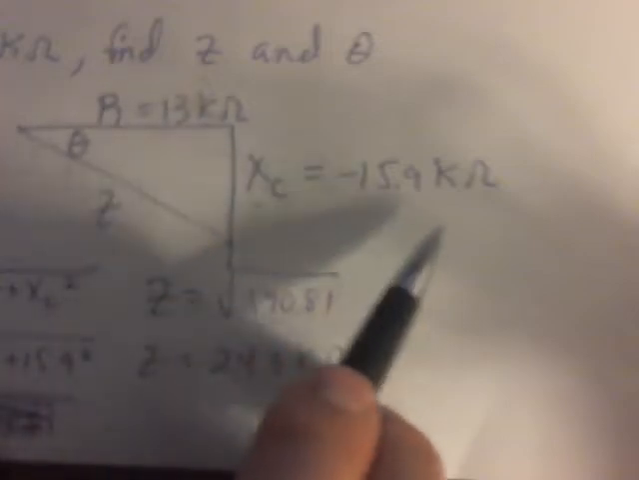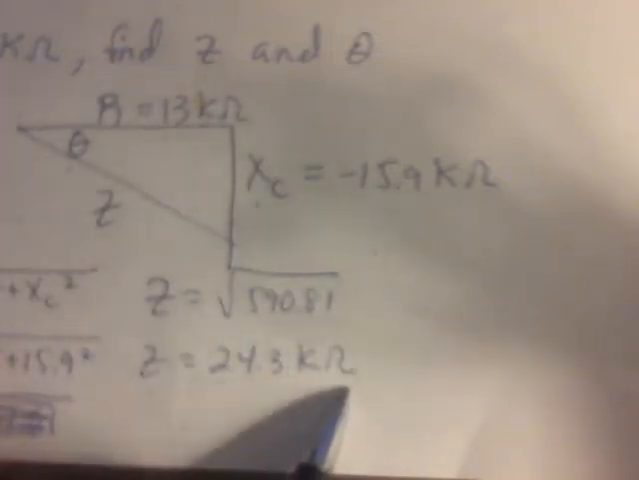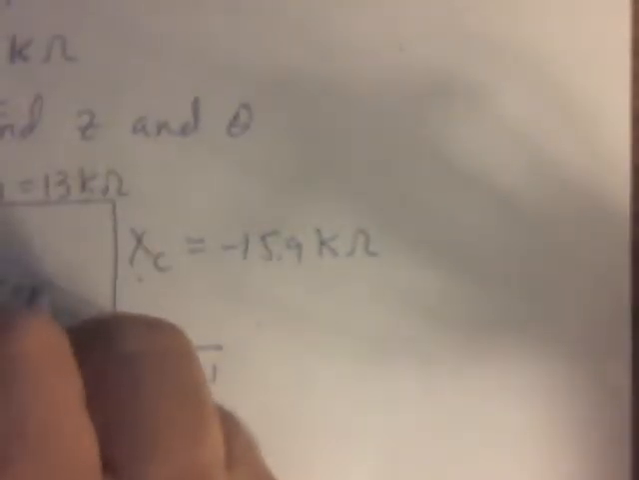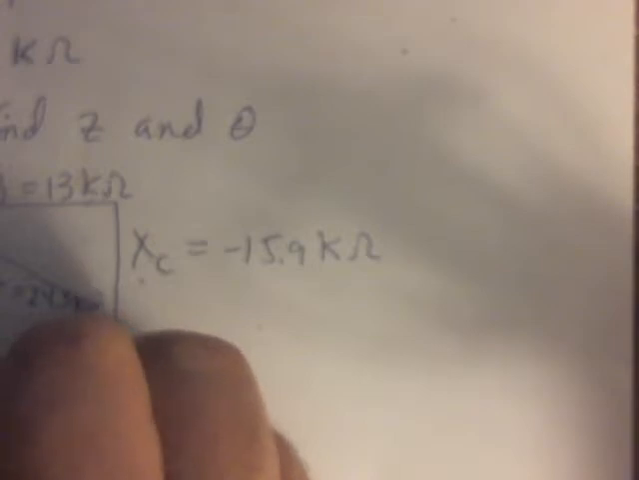All right, and since we used these two calculations, both were already kilo ohms, our answer is going to be in kilo ohms. Okay, so you don't need to worry about the prefixes in this process here. Just know that your answer, when you're done, is in the same prefix you're using up here. Okay, so that's Z. So that's 24.3 K ohms.